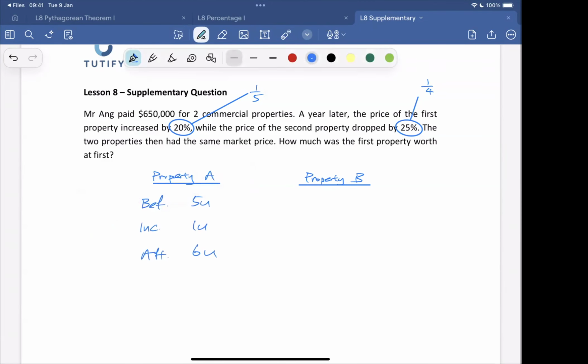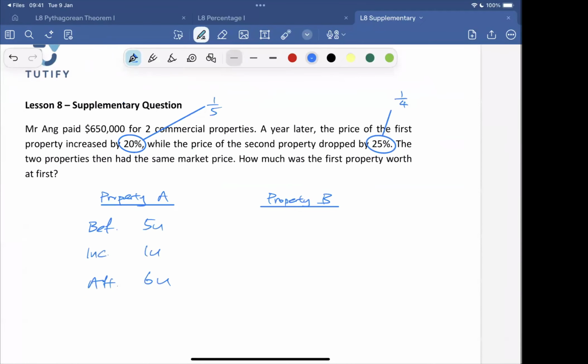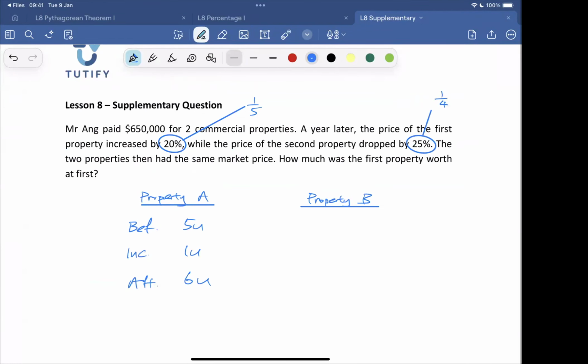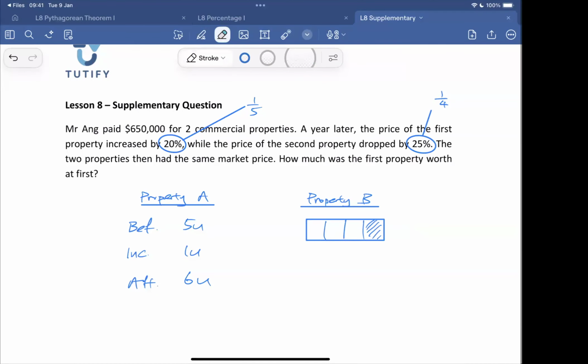Okay, now let's talk about property B. In property B, can you guess how many units you start with? You drop by 1/4, right? So how many units should you start with? 4. Very good. But then you drop. Oh no, this is gone. So how many units do you have left, Penelope?